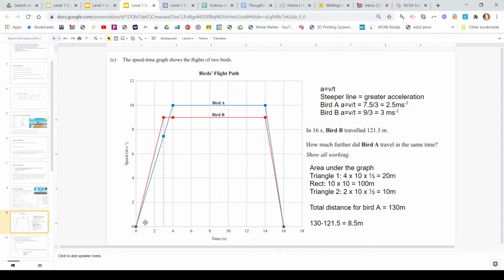The steepness of the line indicates the change in speed, so that's the acceleration. A steeper line indicates a greater acceleration, and that can be speeding up or slowing down. If the line's horizontal, it means that the speed is constant.